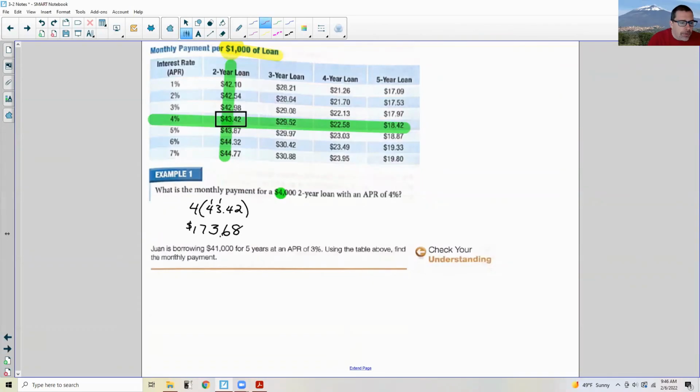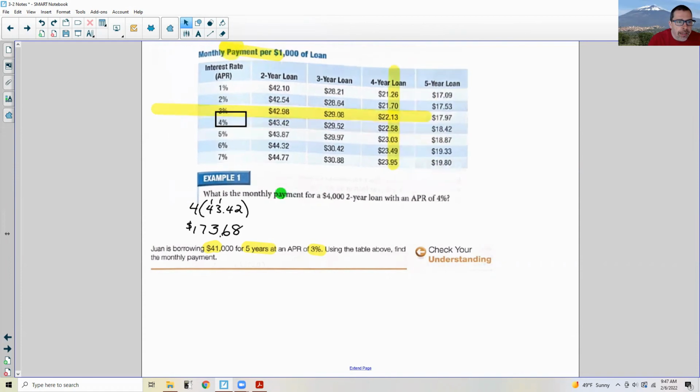Okay, so now to check your understanding, hopefully you pause the video and try this. Juan is borrowing $41,000. So I'm going to highlight that 41. That's what we have to multiply by. It's for 5 years at 3%. So let me erase this. Get rid of all this. And what we're doing now is we are going to use this column, 5 years, and we're going to use the 3% row.